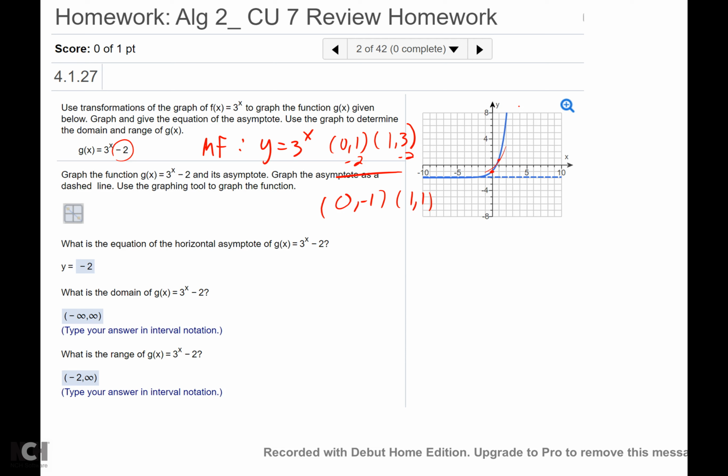On Math Excel, when you pick the exponential function tool, I wish I would have made a picture of that. You click it anywhere, then this box is going to show up and it's going to ask you for vertical shrink or stretch, horizontal shrink or stretch, vertical shift, horizontal shift, reflect over x, reflect over y. And then I think down here it says what the base is, but it automatically puts that in. Your base would be 3 here.